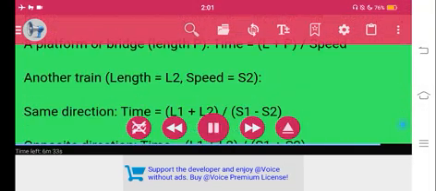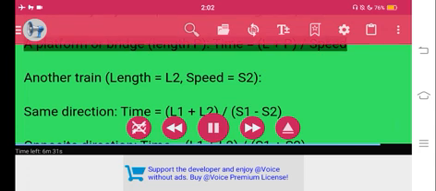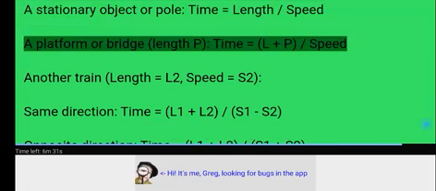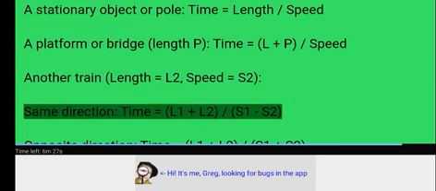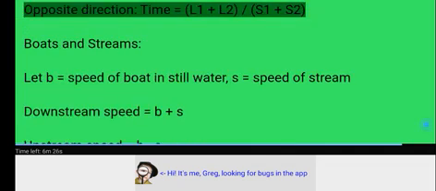A stationary object or pole: time equals length over speed. A platform or bridge of length p: time equals (L plus p) over speed. Another train of length L2 and speed S2. Same direction: time equals (L1 plus L2) over (S1 minus S2). Opposite direction: time equals (L1 plus L2) over (S1 plus S2).